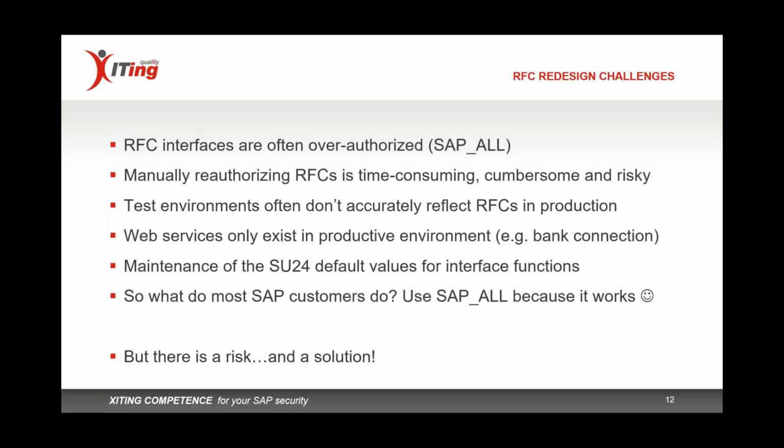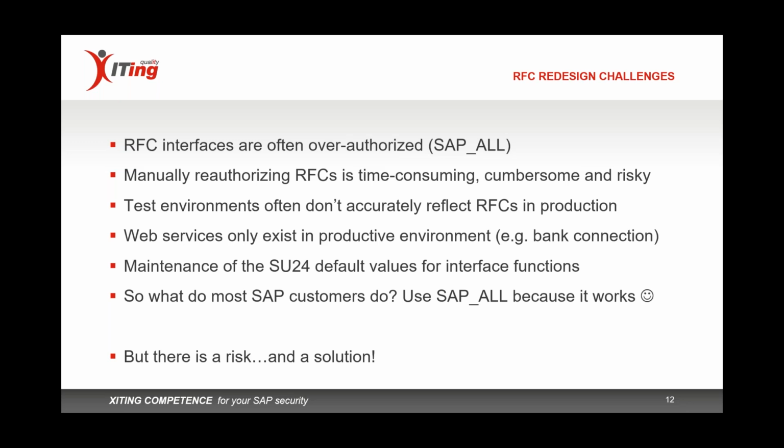Again, the challenges are, as I mentioned already, pretty much all our interfaces run on SAP_ALL. So taking away SAP_ALL is a risk, because we never know what happens if we take it away. Manually reauthorizing RFCs is very time consuming, very cumbersome, and very difficult to do because we don't necessarily know what the RFC is doing. Certainly we can trace RFCs, but in a huge landscape with thousands of RFCs, it's difficult to trace every single one.